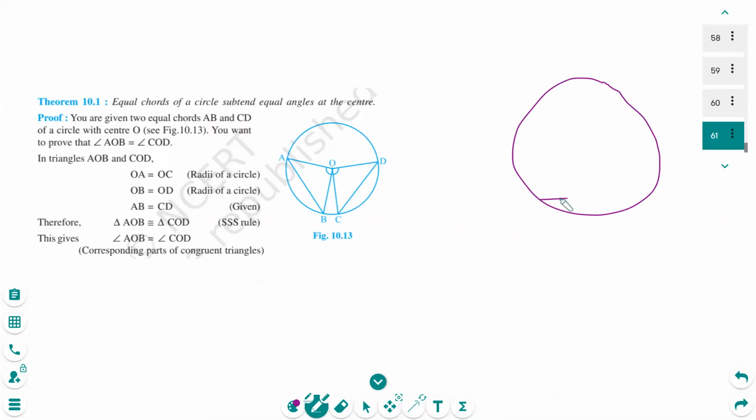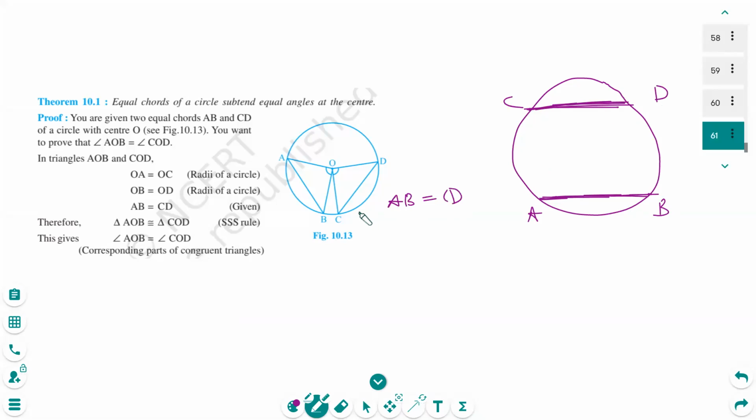इसको मत देखना, answer को अभी कुछ भी sense नहीं बनेगा तुम्हें. तो अगर मैं बनाता हूँ एक chord इधर, ठीक है, और एक और chord बना देता हूँ मान लो, दोनों equal हैं length में. मान लो AB है, CD है, both are equal in length.